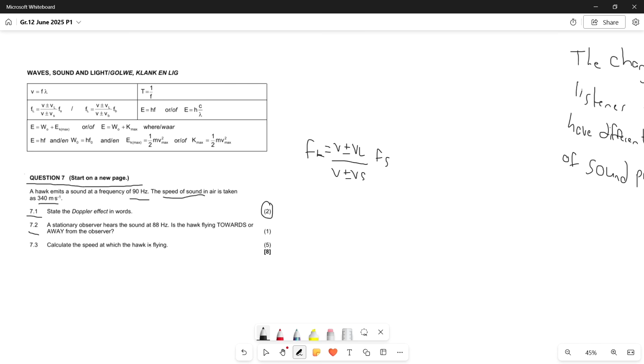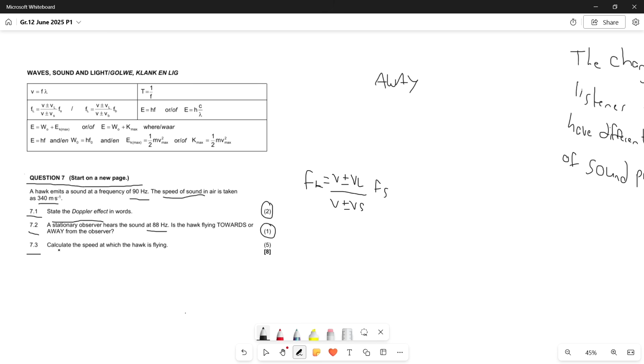Cool. 7.2 says a stationary observer, okay, so this person has no velocity, hears the sound at 88 hertz. Is the hawk flying towards or away from the observer? So this is what we were discussing just now. The hawk actually emits a frequency of 90 hertz, but the stationary observer hears it at a lower frequency, a lower sound. The hawk is then therefore flying away, because if it was flying towards, we would hear it as a higher pitch. So our answer here for 1 mark, this question is just helping us set up the correct plus and minus signs in 7.3 in our formula here. For 1 mark over here, we just have to say away. Cool. So we just earned 1 mark over there.